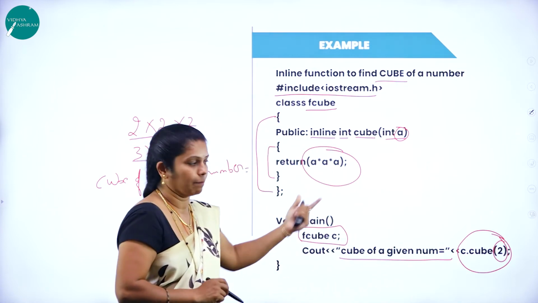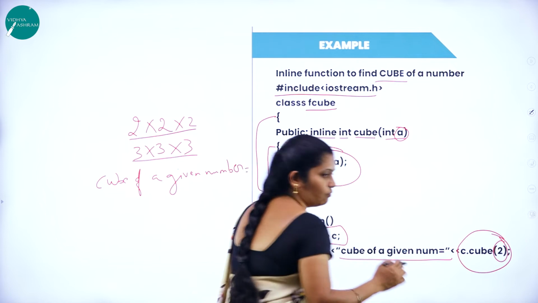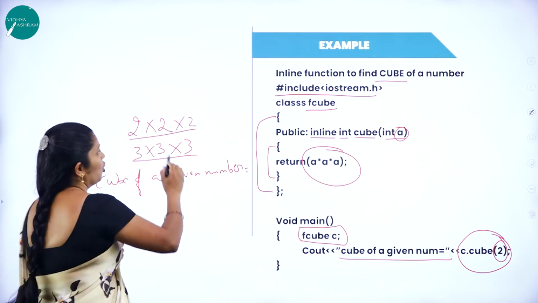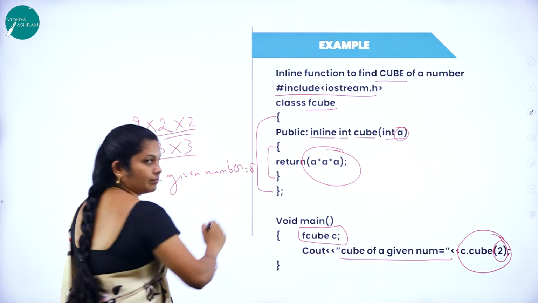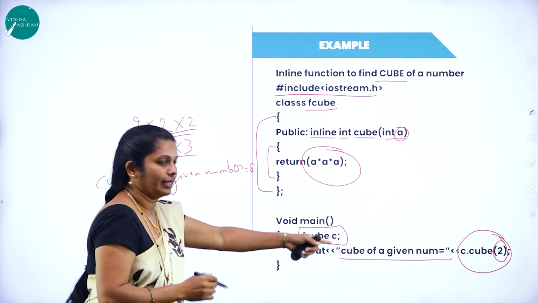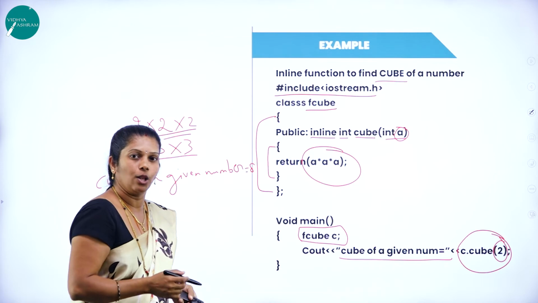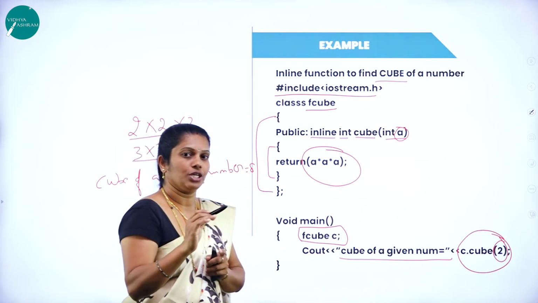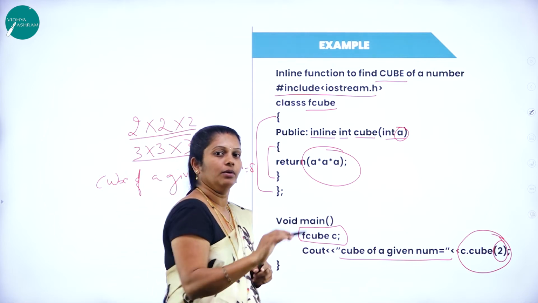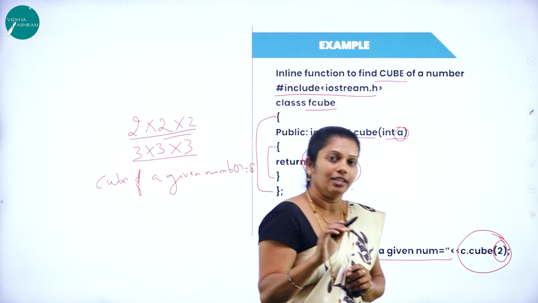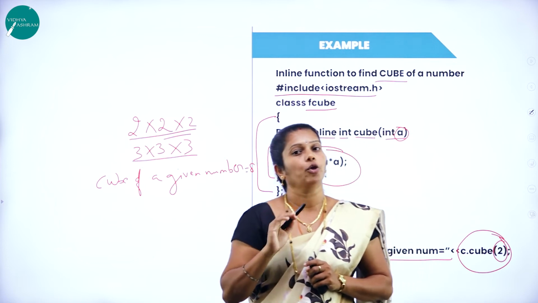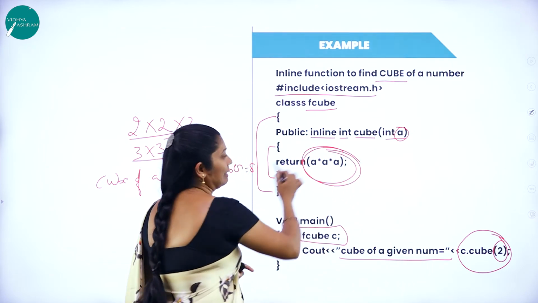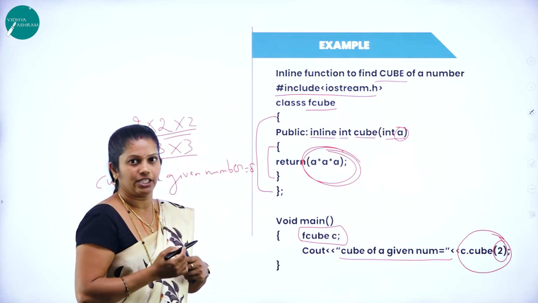Then in the bracket, if I write 2, then the result I am going to get is 2 into 2 into 2, that is 4 into 2, 8. Now is it clear? If I give 3, then the corresponding value will be generated. That is nothing but an inline function. Here we have written the program to explain the inline function, especially to find the cube of a given number. If you observe, the number of statements is small. Only one statement in this case.